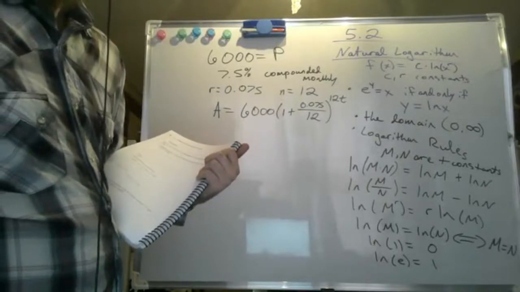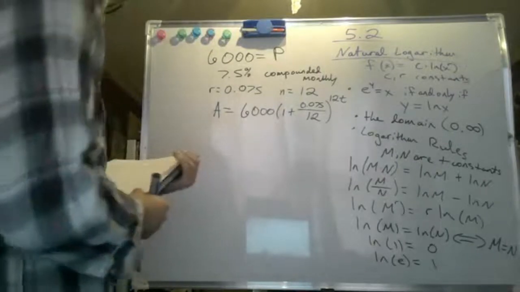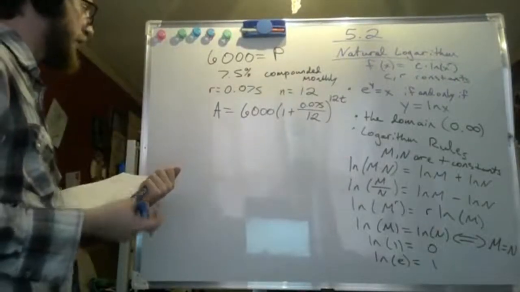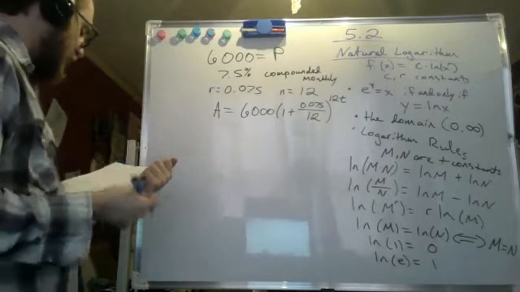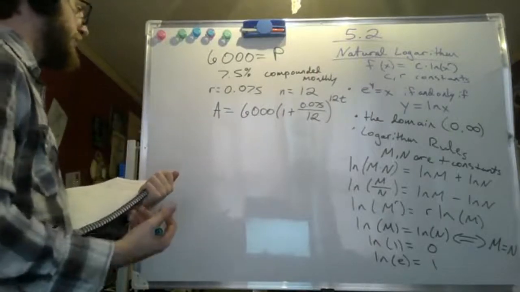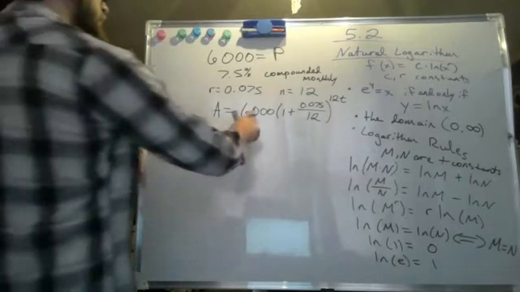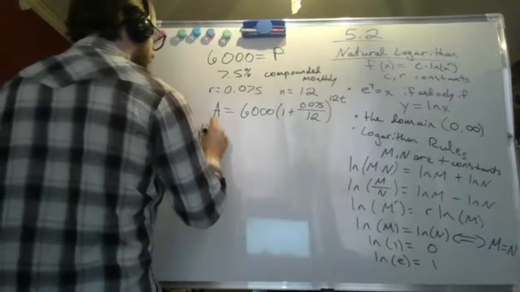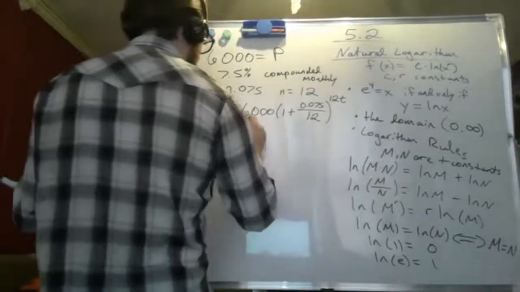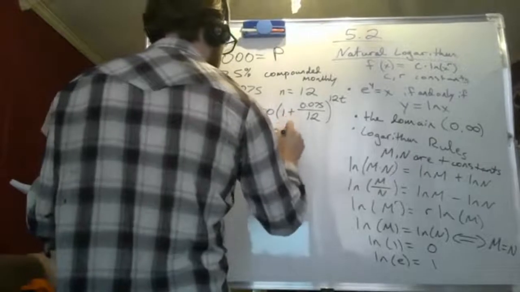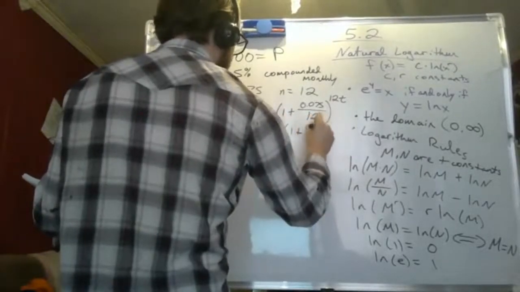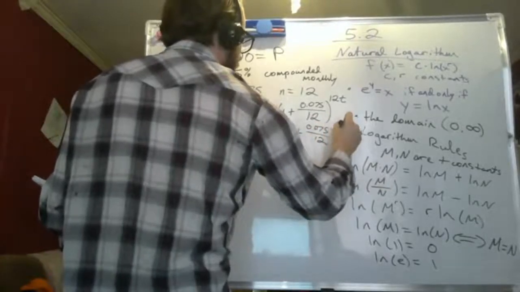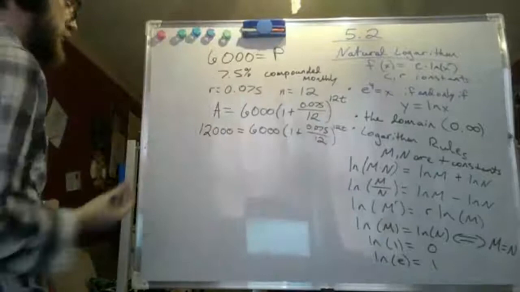So what we'd like to do next is go ahead and read the rest of the question. If $6,000 is invested at 7.5% compounded monthly, how long will it take for the balance to double? In other words, we want to know when our initial investment will double. We want to know when we will have $12,000 in our bank account. And now that we have this set up, this is just an algebra equation where we want to solve for t. So let's go ahead and do that.